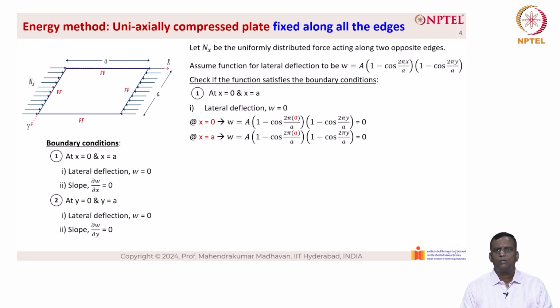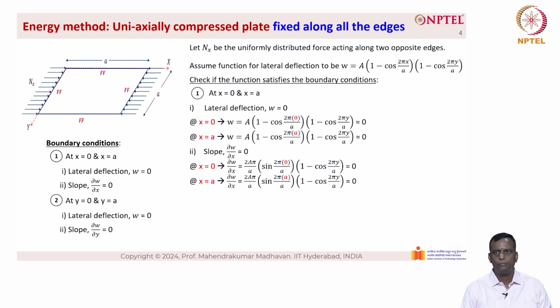We know that cos 2π equal to 1. So, 1 minus 1 again becomes 0, and hence w equal to 0. Now, the slope ∂w/∂x is equal to 0. So, when we differentiate that and substitute x equal to 0, ∂w/∂x is given as (2aπ/a) sin(2π·0/a)(1 − cos(2πy/a)). We know that sin 0 equal to 0. So, hence ∂w/∂x is equal to 0.